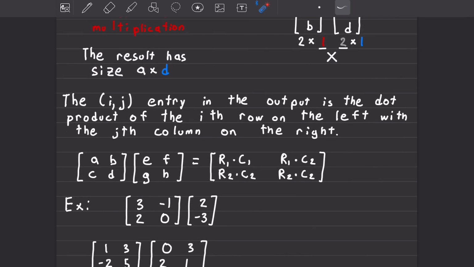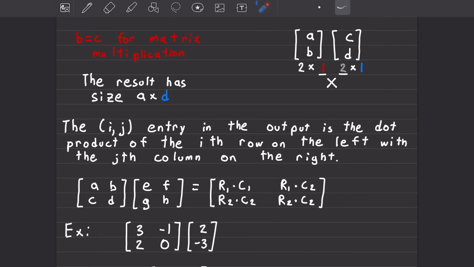Okay, so I think we have some more examples over here. So this is maybe the most confusing part of this video. It might not make a lot of sense right at first. So I'm going to say the ij entry in the output is the dot product of the ith row on the left, so this would be the first row, this would be the second row, with the jth column on the right. So this would be the first column, this would be the second column. So we're interested in columns here and rows over here, okay?